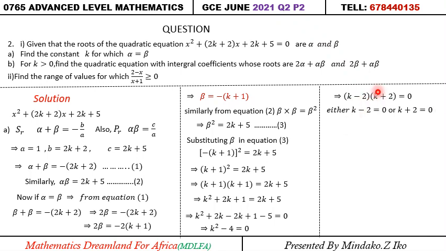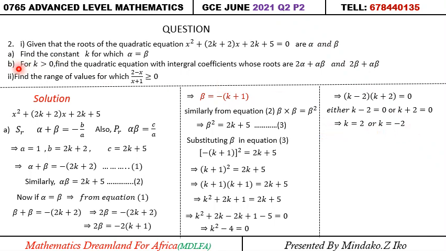So either k minus 2 equals 0 or k plus 2 equals 0, which implies that k is equal to 2 or k is equal to negative 2. So we have two values, but we have to restrict one of the values. So we go back to our equation. The equation says find the value of k for which alpha equals beta. So these are our values of k for which alpha is equal to beta.